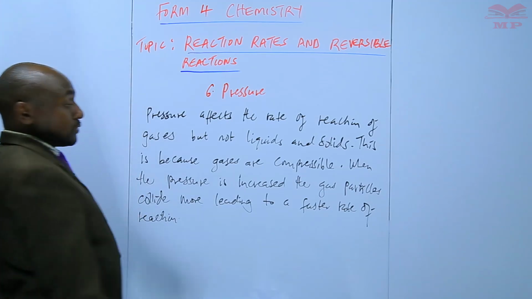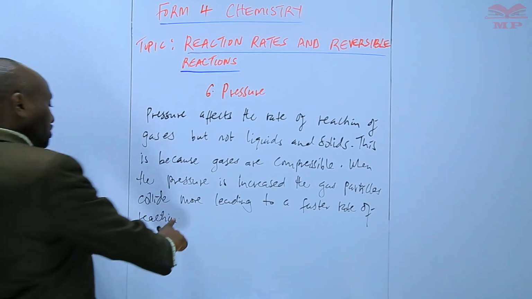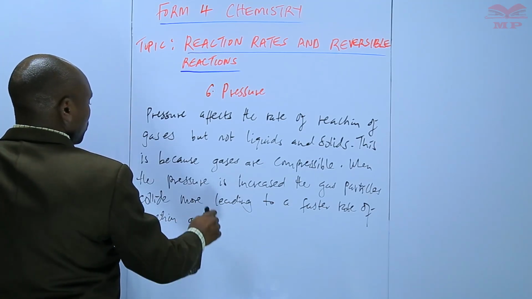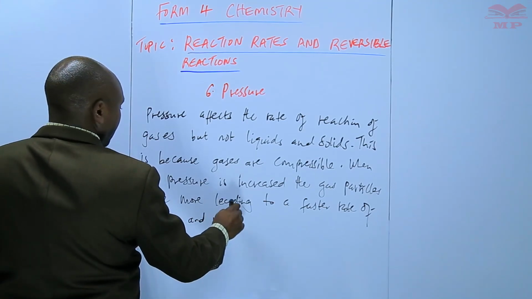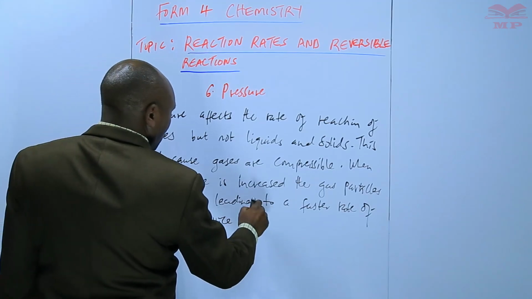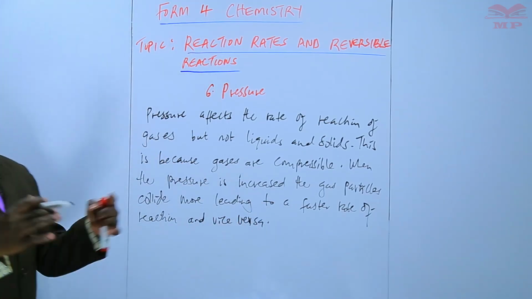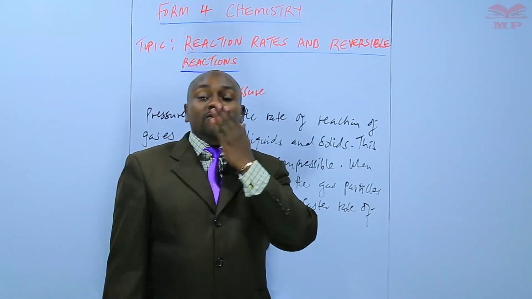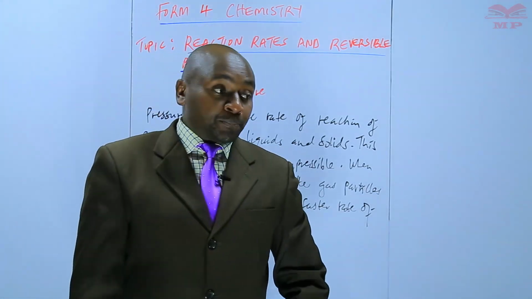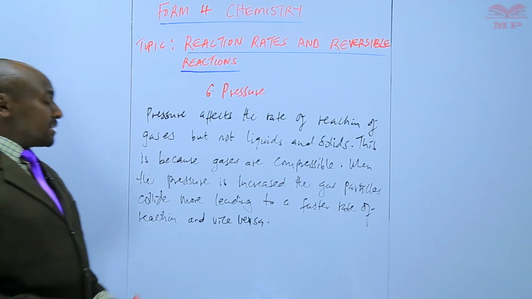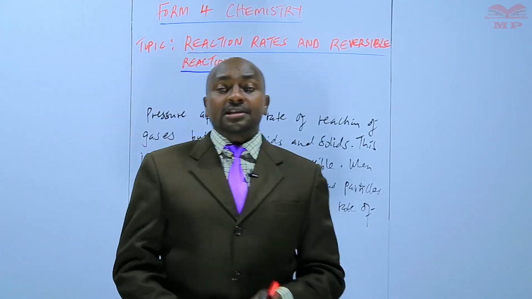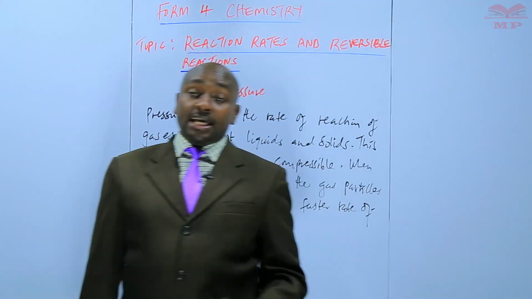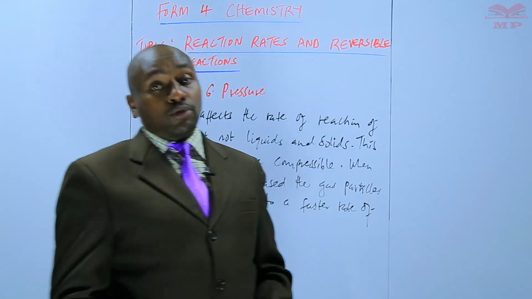So when the gas particles are compressed at a very high pressure, then those particles will collide more, leading to a faster reaction, and vice versa. When the pressure is lowered, the gas particles will have fewer collisions between them, and therefore the rate of reaction will be less. As far as pressure is concerned, we will not discuss that in a lot of detail, because we are going to come across pressure again when we discuss reversible reactions.